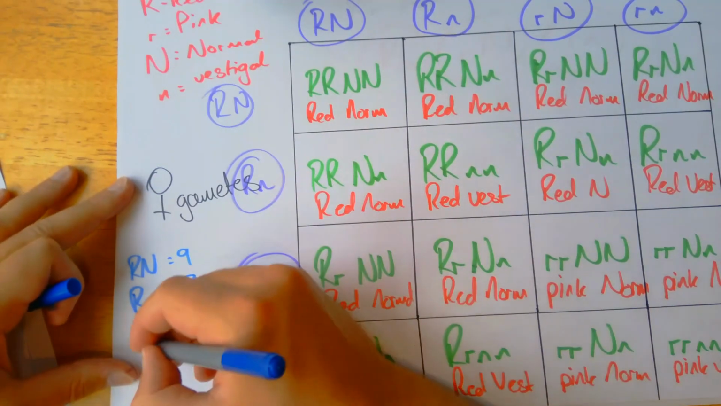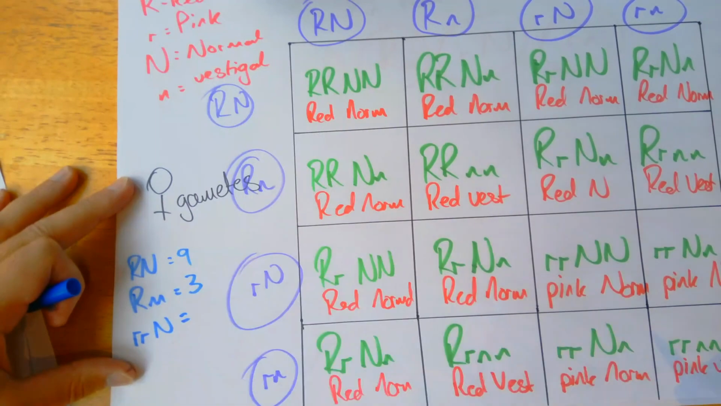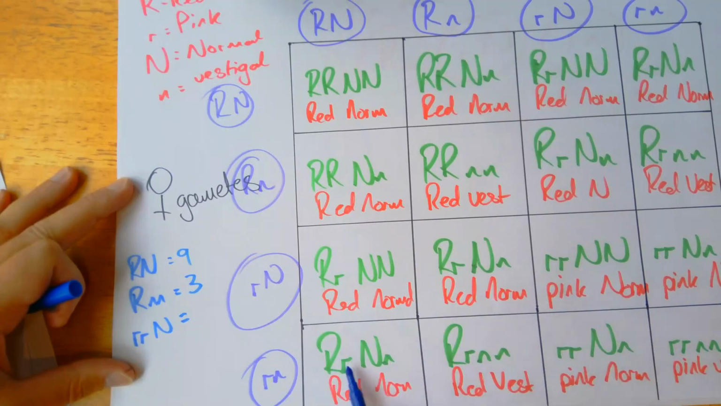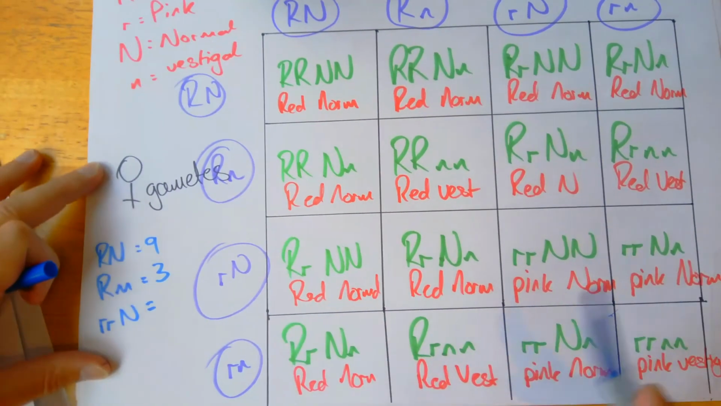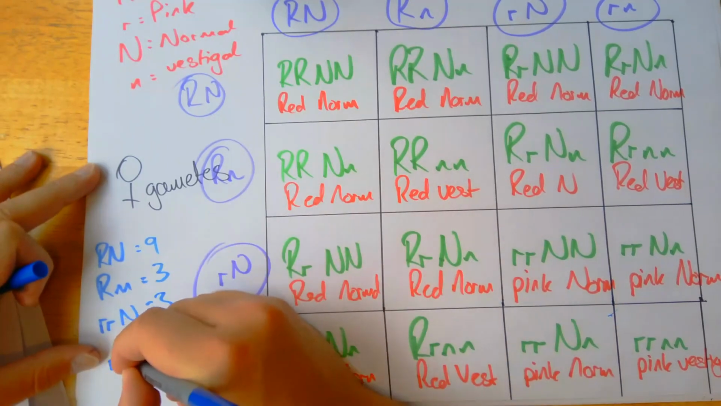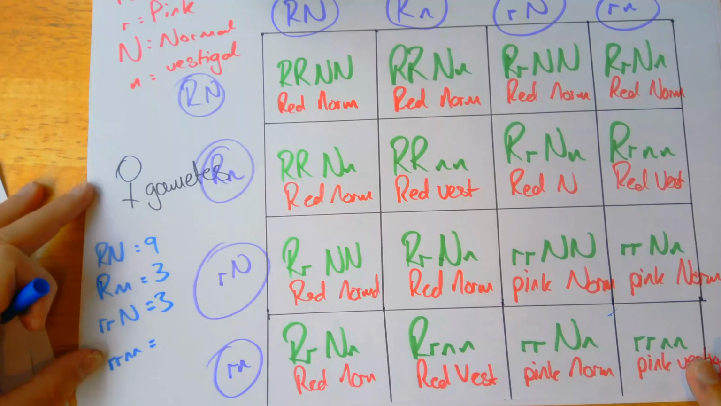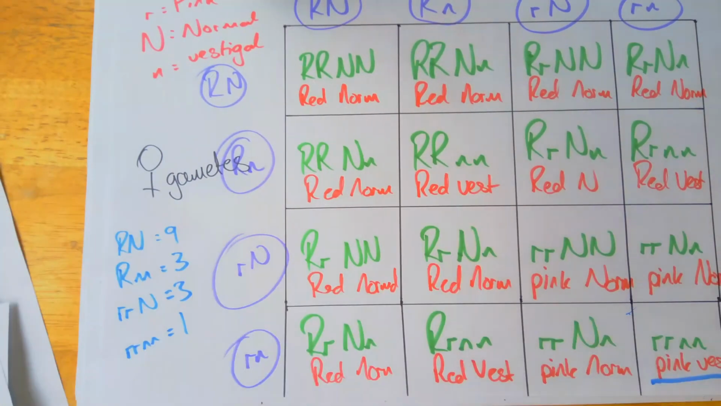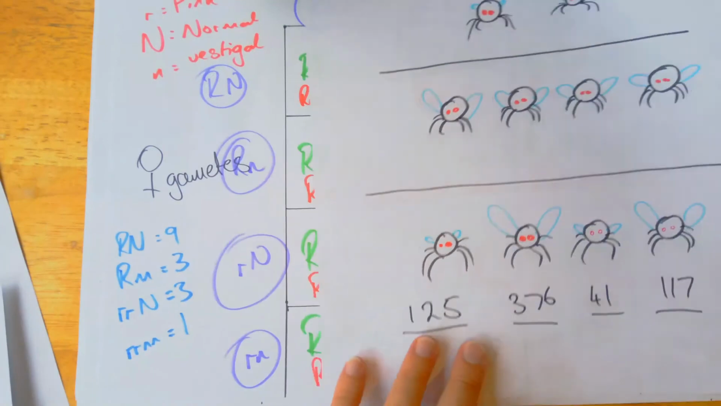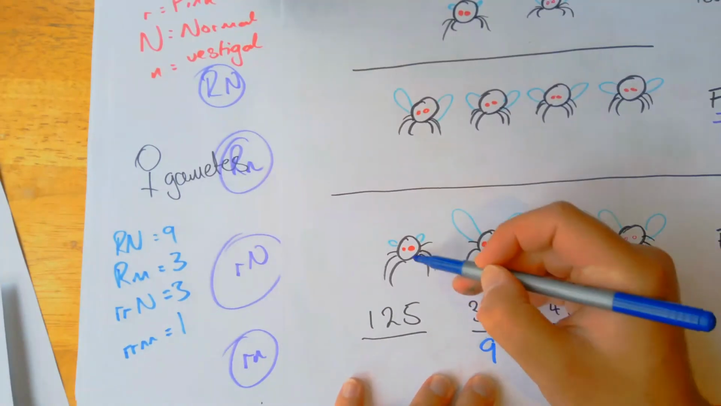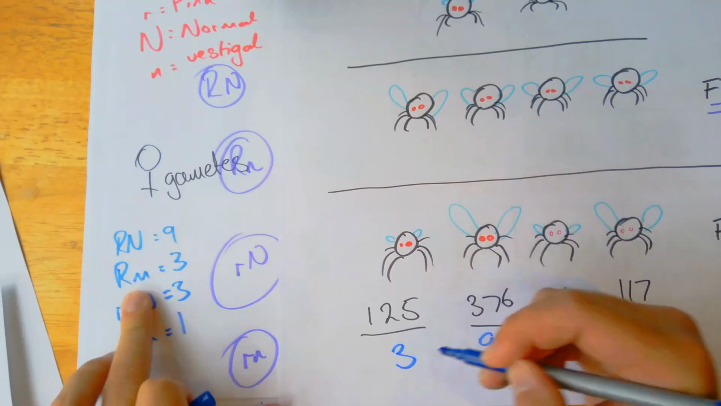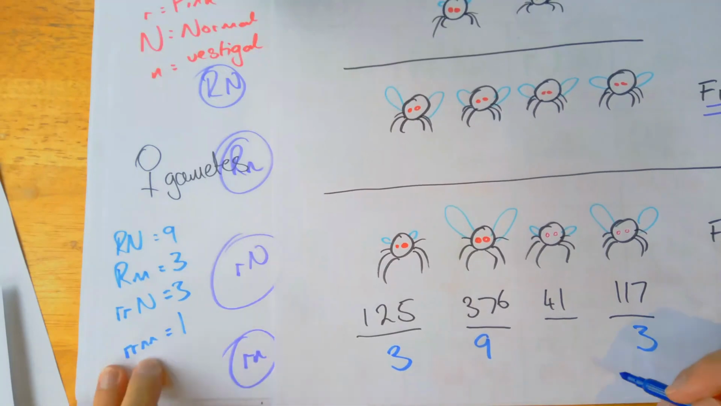Next possibility, we'll do a pink eye with normal wing. Pink eye with normal, pink eye with normal, pink eye with normal. So that's 3. And then we'll do the double homozygous recessive, or is there, yeah, no, that should be it. There's only going to be one pink eye with vestigial wing down here in the corner. Okay, so red eye, normal wing, we had 9. Red eye, vestigial wing, here we had 3. Pink eye with normal wing, we had 3. And vestigial, we had 1.